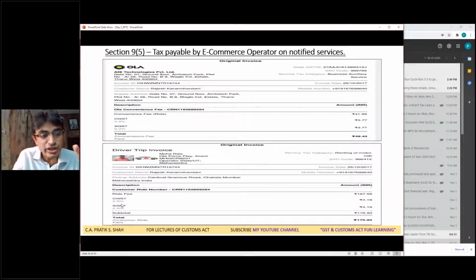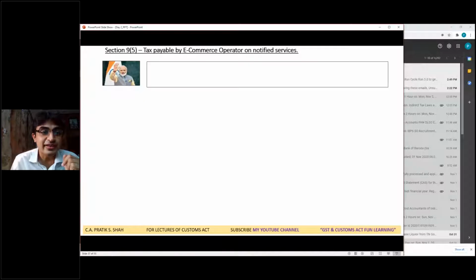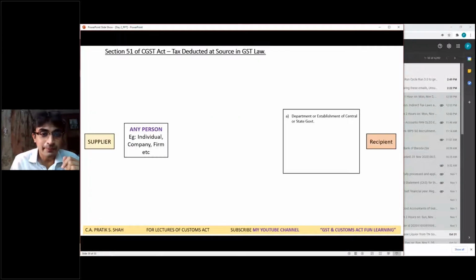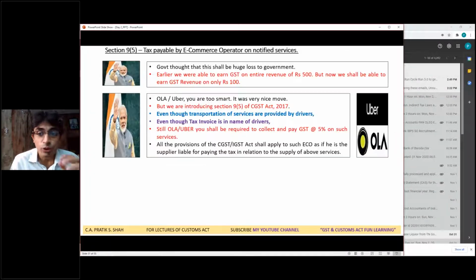by the driver, still the e-commerce operators, Ola and Uber, are required to charge GST, collect GST and pay GST to the government. Okay, this is 9 subsection 5. This is the main thing I wanted to tell you. This is how it functions. Clear? Okay. I hope you have understood reverse charge mechanism in GST, 9 subsection 3 and 9 subsection 5.